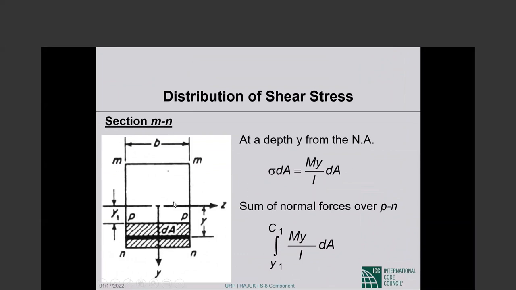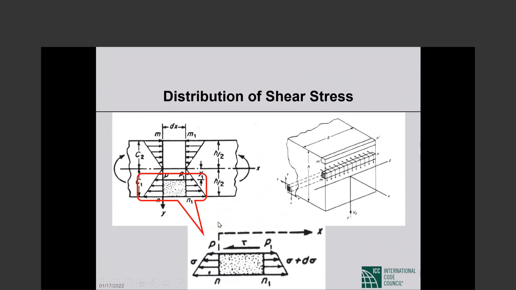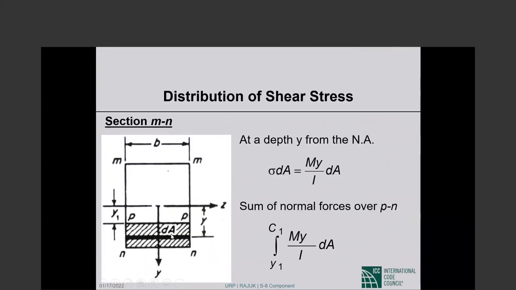This picture is not the same as that one. In the next picture, we are drawing the section MN. At a depth y from the neutral axis, there is an elemental area dA. The bending stress sigma is M over I times y. You need to know that from basic strength of materials. So sigma dA is My over I times dA.